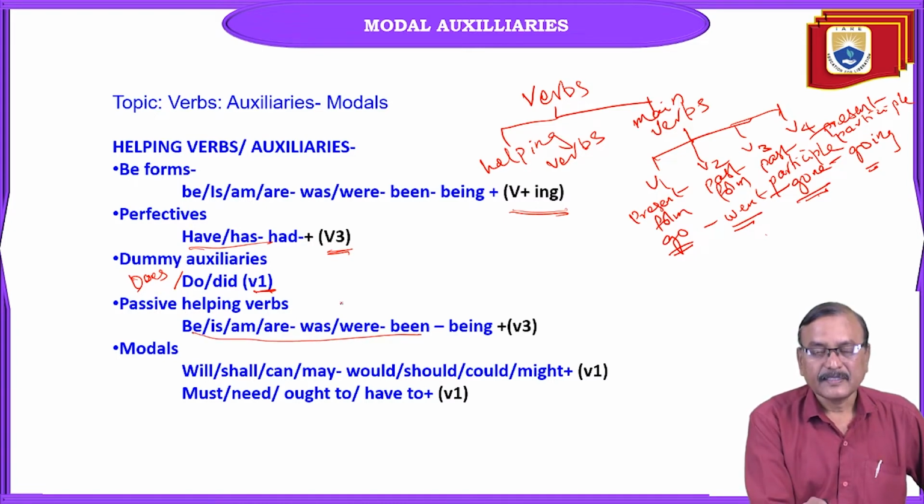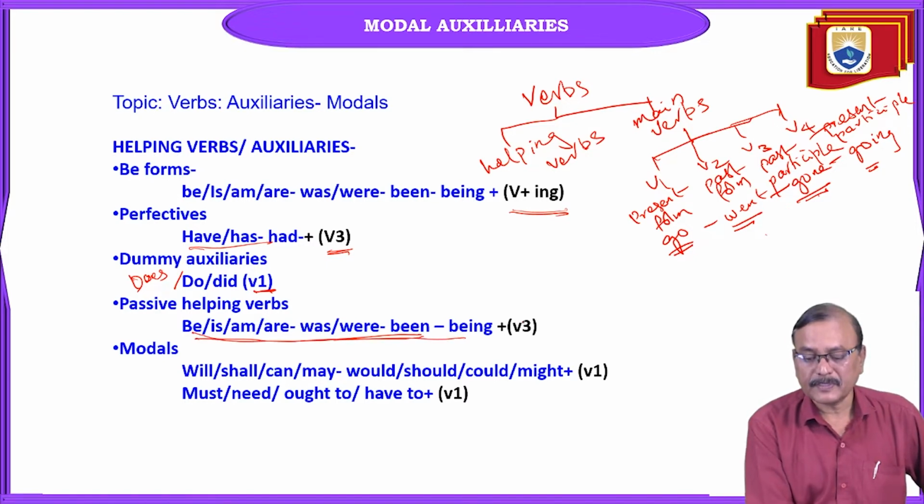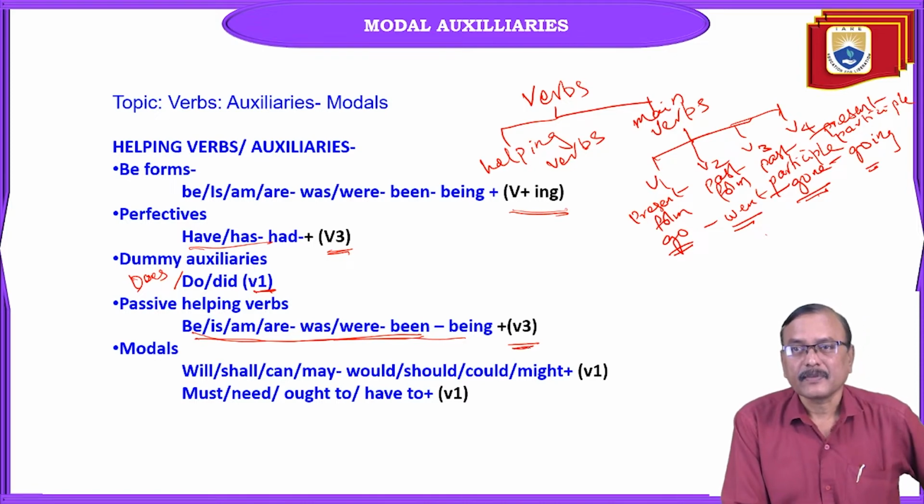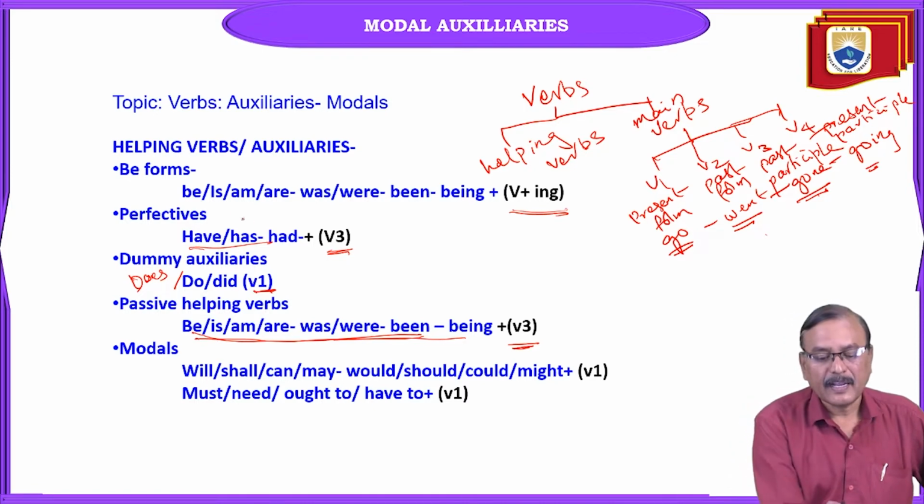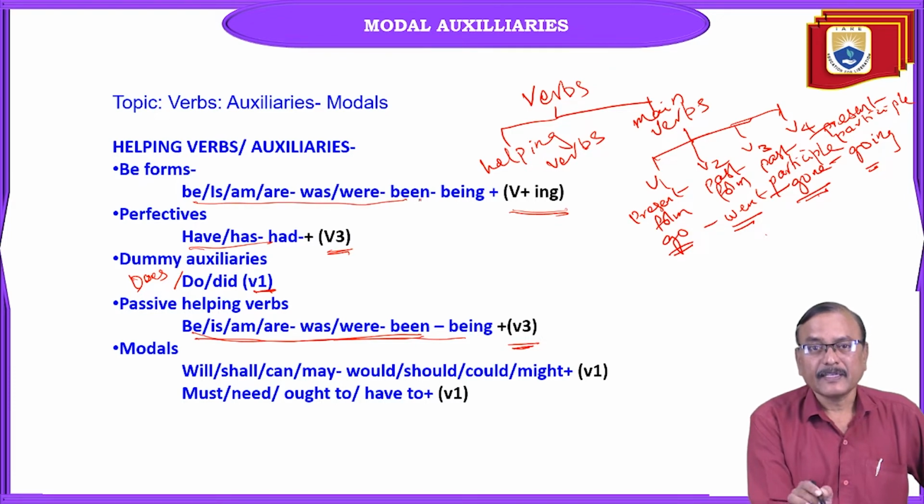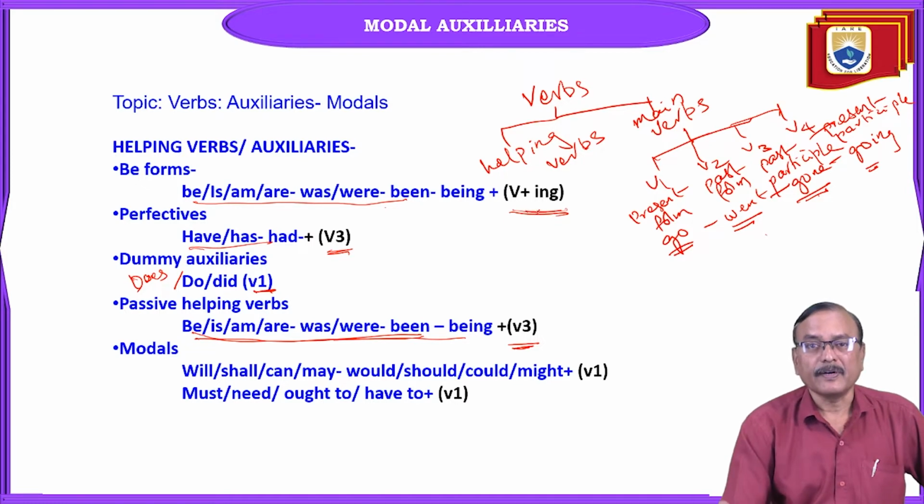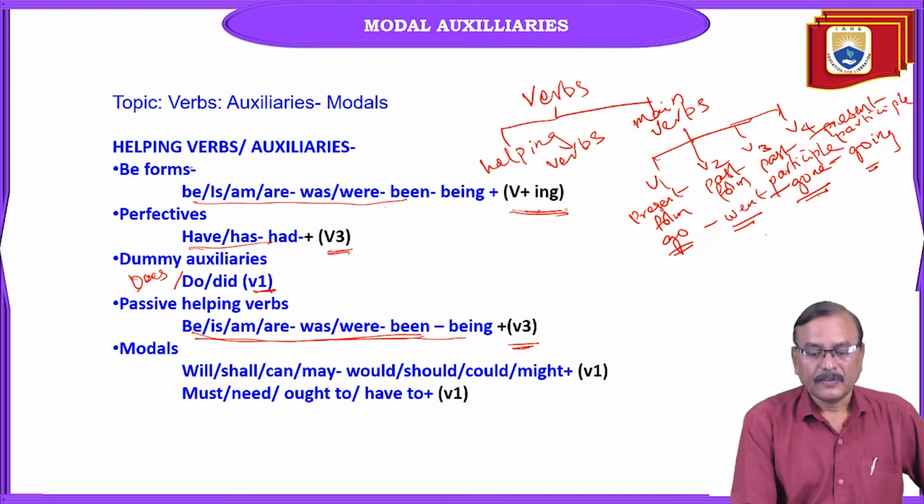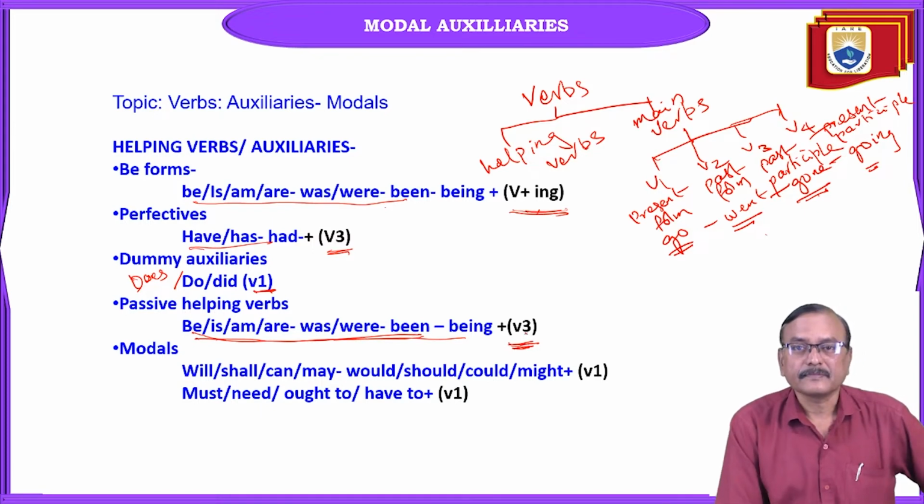But the difference is that in a passive voice we use these be forms followed by the main verb V3. Whereas in active voice, the subject comes first, then be forms followed by the verb-ing form, and these are mainly used in continuous tenses only. Whereas these be forms are used in passive voice according to the tense, followed by main verb V3. Okay?